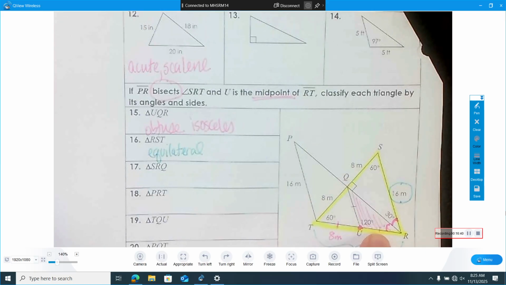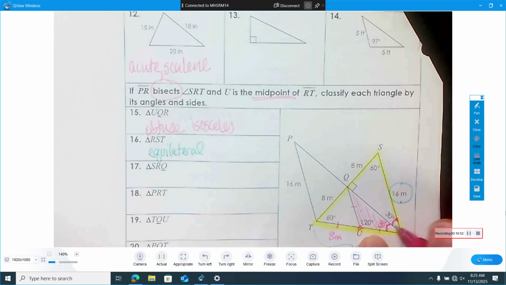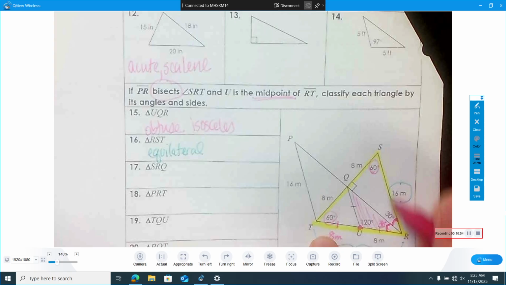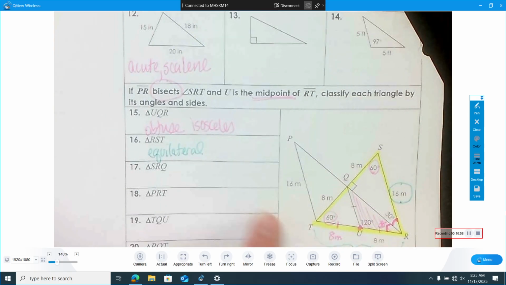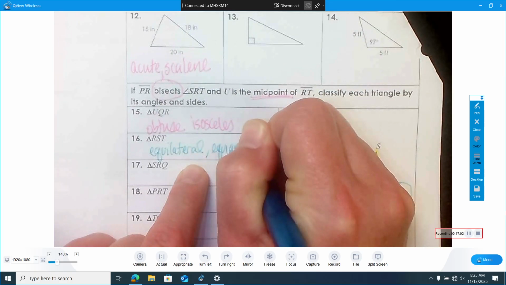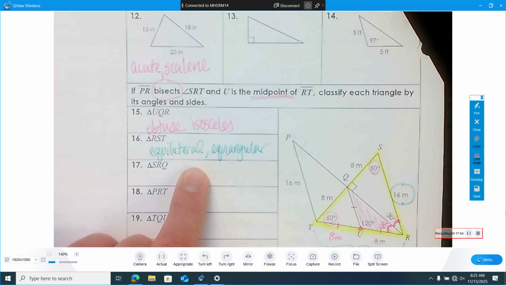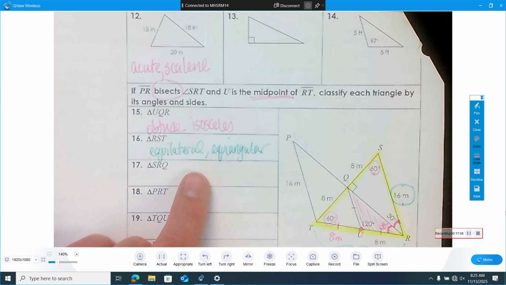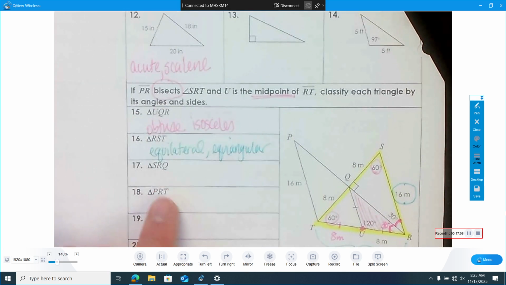And we've got some more information. It is equiangular as well. This little angle is 30 degrees, which means the other one I didn't label is also 30 degrees. And all 3 angles then, 60, 60, and 60. So it is equiangular. Equilateral and equiangular.